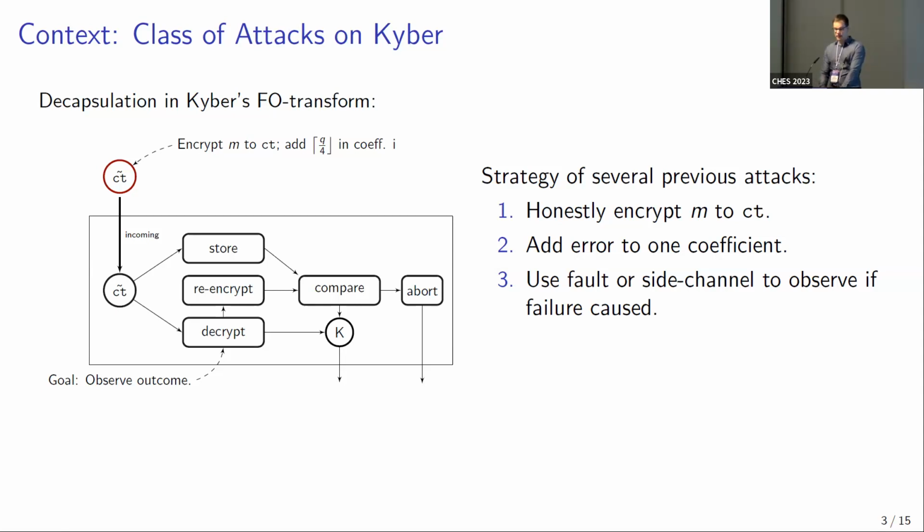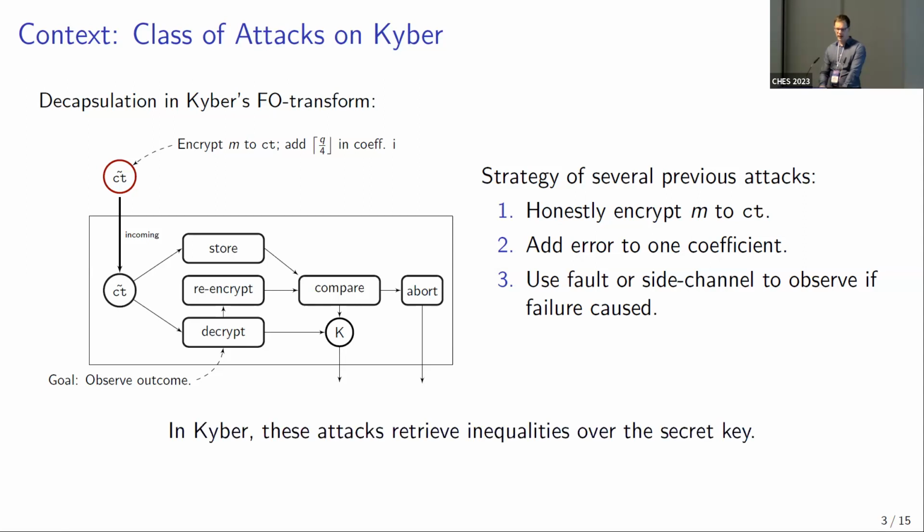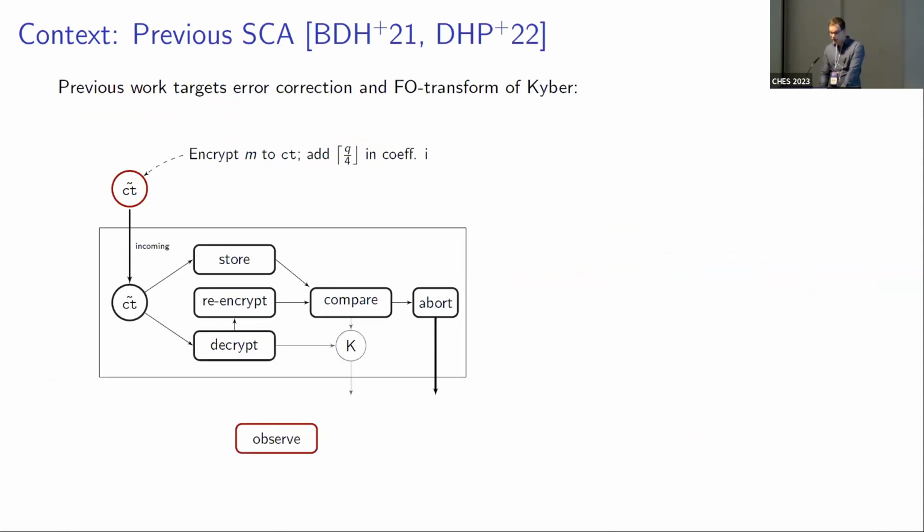So this means if an attacker can submit a faulty ciphertext and then observe whether the ciphertext does actually cause a failure, then they gain information. And in Kyber, these attacks, they all retrieve inequalities over the secret key. So two previous examples, these two works have identified leakage in the comparison operation.